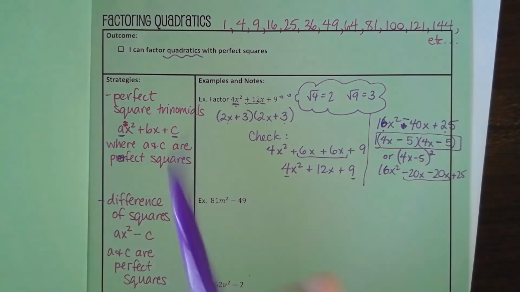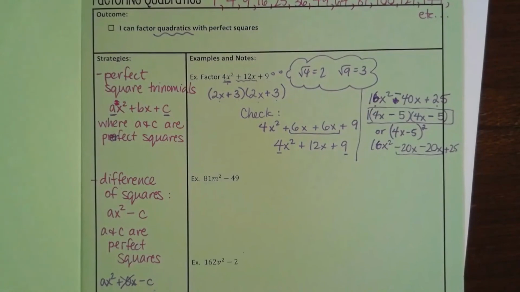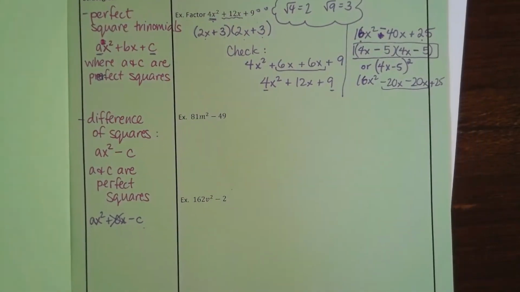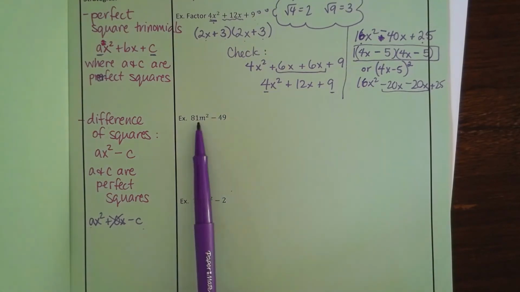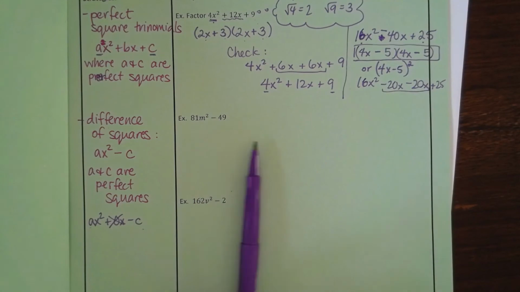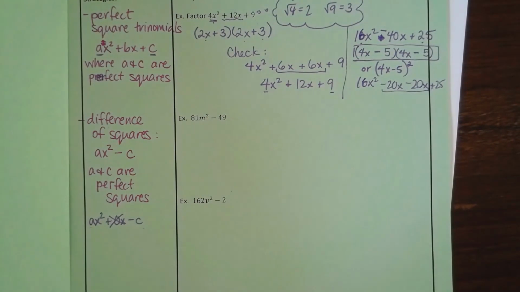a quadratic that has three terms, where the a and c terms are perfect squares. A difference of squares looks a little bit different because it doesn't have a b term. It has a perfect square, subtract another perfect square. And these are, again, pretty easy to factor once we recognize the pattern.